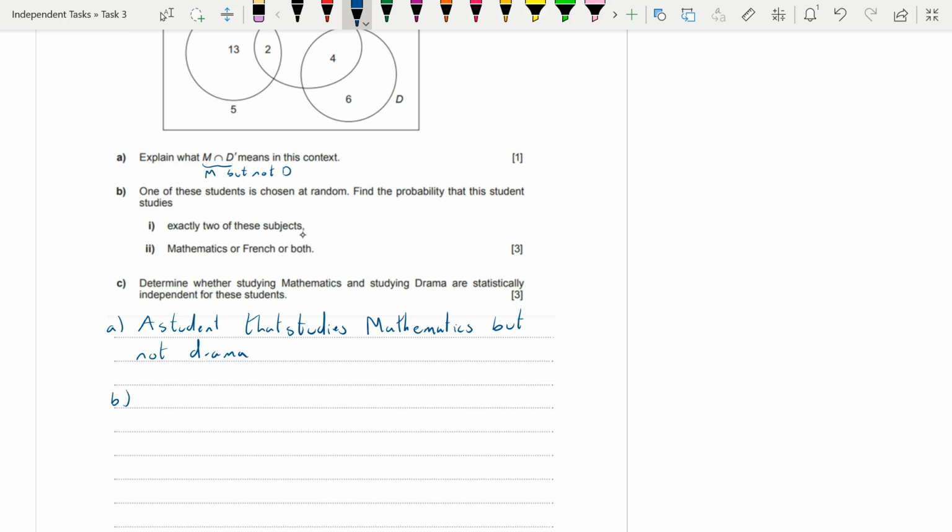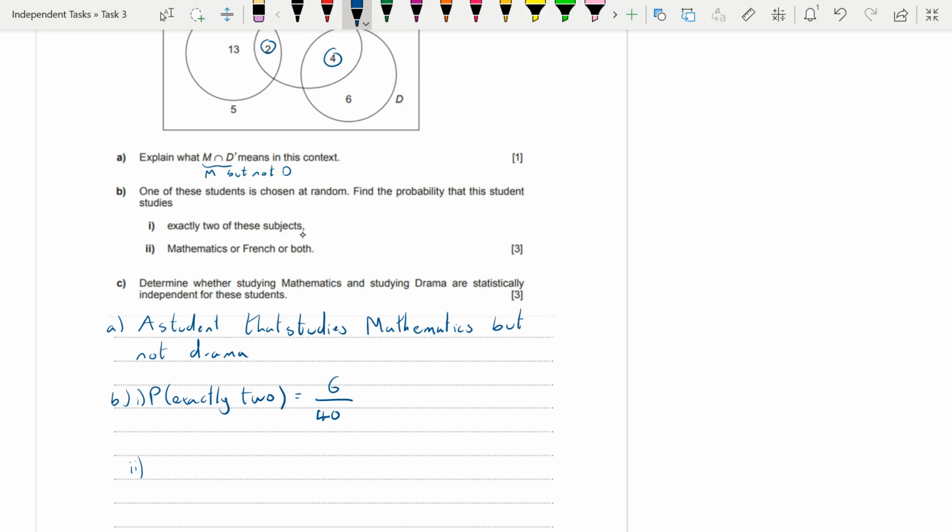For part B, that's when we're going to start using our probability. So one of the students is chosen at random, find the probability that they study exactly 2. So the probability for part 1 is the probability of exactly 2. If I'm forming this, obviously my denominator is going to be what there is in total, which is 40. Exactly 2 is going to be where they overlap. So that's going to be 6 out of the 40. Now I can simplify, or I can type it in my calculator, but I can just leave it as 6 over 40 as well.